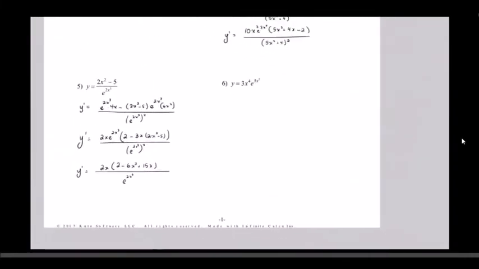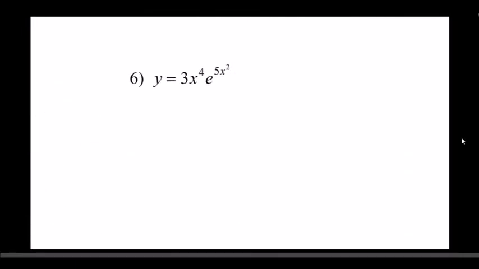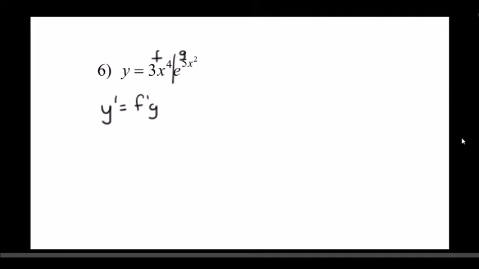Okay, finally here, question 6, page 1. There's another product rule. We have the product of 3x to the fourth multiplied by e to the 5x squared. So if we think about that as an f function and that as a g function, then we can use the product rule, which says y prime equals f prime g plus g prime f.